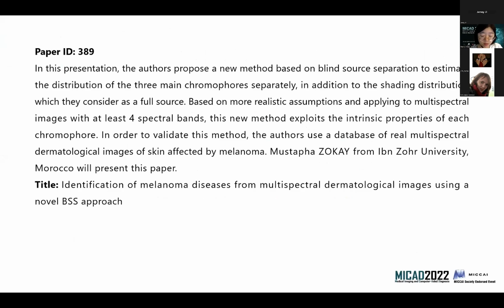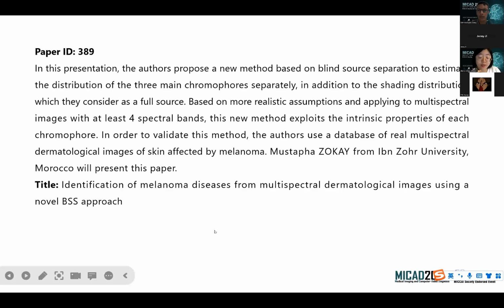In this presentation, the authors propose a new method based on blind source separation to estimate the distribution of the three main chromophores separately, in addition to the shading distribution, which they consider as a full source. Based on more realistic assumptions and applying to multispectral images with at least 4 spectral bands, this new method explores the intrinsic properties of each chromophore.